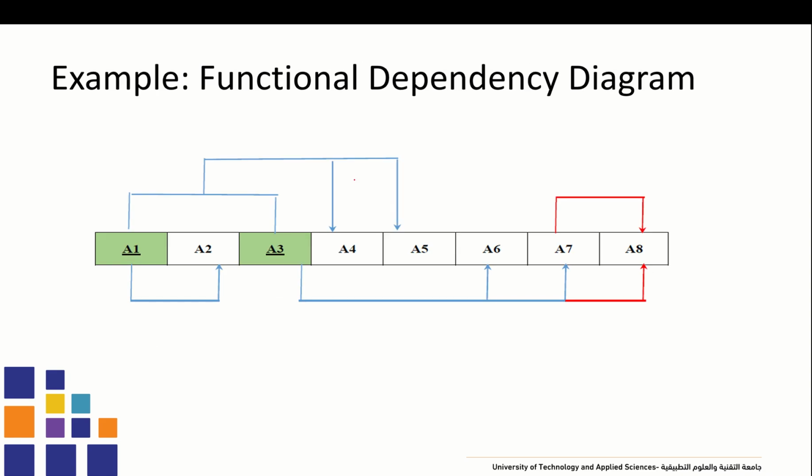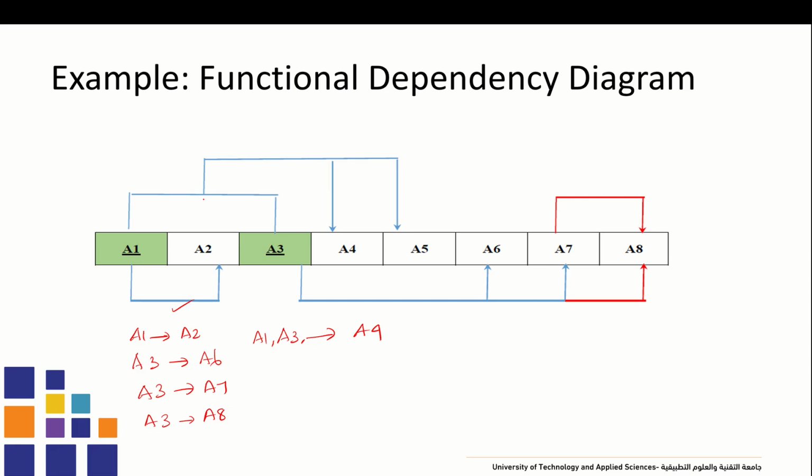Now let's take this example. Just start writing. See, the key is already underlined. So I will write A1 determines A2. I finish writing this. Then A3 determines A6. Then A3 determines A7. Then A3 determines A8. So I wrote these dependencies. Now coming to this one, A1 and A3 determines A4. So I will write A1 and A3 determines A4.